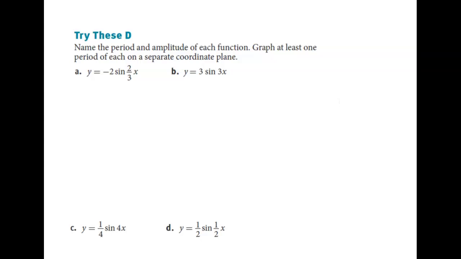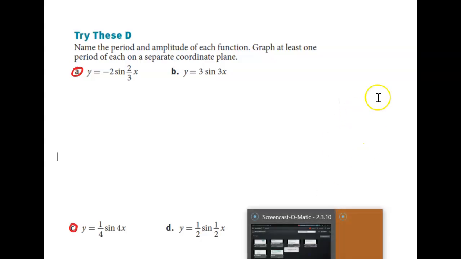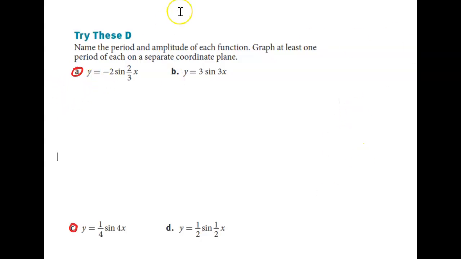Alright, so the last two examples I'll go through are A and C. These are going to pretty much cover everything that we could really need or want. So here we're going to name the period and amplitude. I'm going to throw in midline too. Then we're going to graph at least one period.